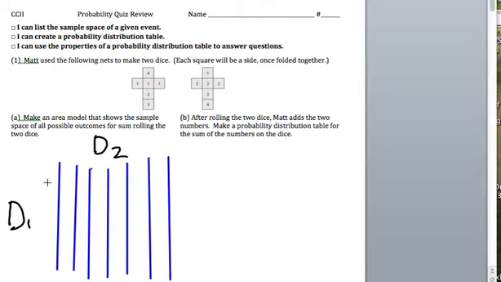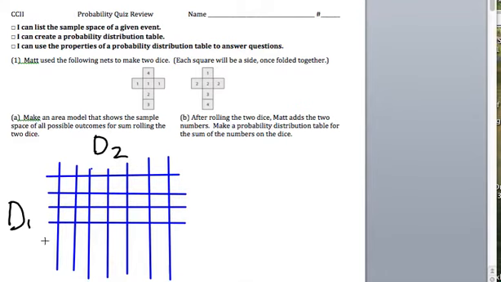So there are 6 columns, and then we need 6 rows. 1, 2, 3, 4, 5, and finally 6. Usually when we're doing dice number 1 and dice number 2, we label these 1, 2, 3, 4, 5, 6, 1, 2, 3, 4, 5, 6. In this case, we have some unusual dice.